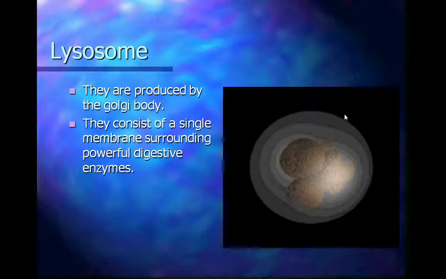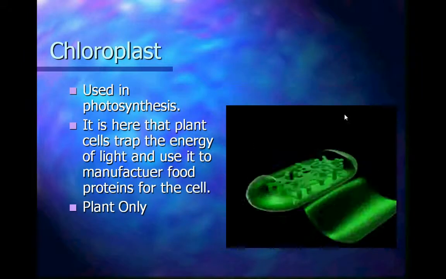Then there's this structure here called the lysosome, and it is made by another structure in the cell called the Golgi body, which we'll talk about in a second. Its main job is to produce enzymes or chemicals that help digest or break down things in the cell, whether it's things that the cell needs or waste products the cell wants to get rid of. The lysosome is kind of the cleanup crew of the cell, and it has a lot of enzymes to break things up like your stomach, so we call them digestive enzymes.